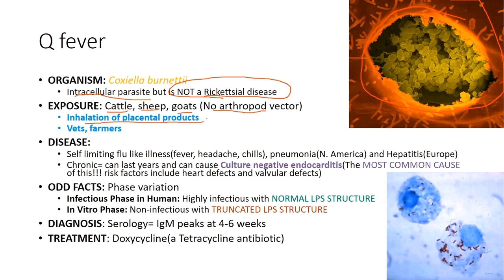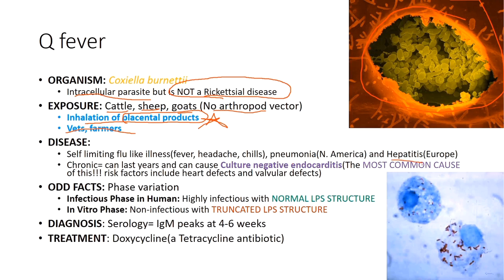of placental products for Q fever. Pretty much people that are exposed to that are vets or farmers. It makes sense. I'm not going to be exposed to any cattle placental products anytime soon, and hopefully not. So the disease that it causes is a self-limiting flu-like illness and pneumonia in North America, and then the Q fever that is caused in Europe actually can progress to a hepatitis.